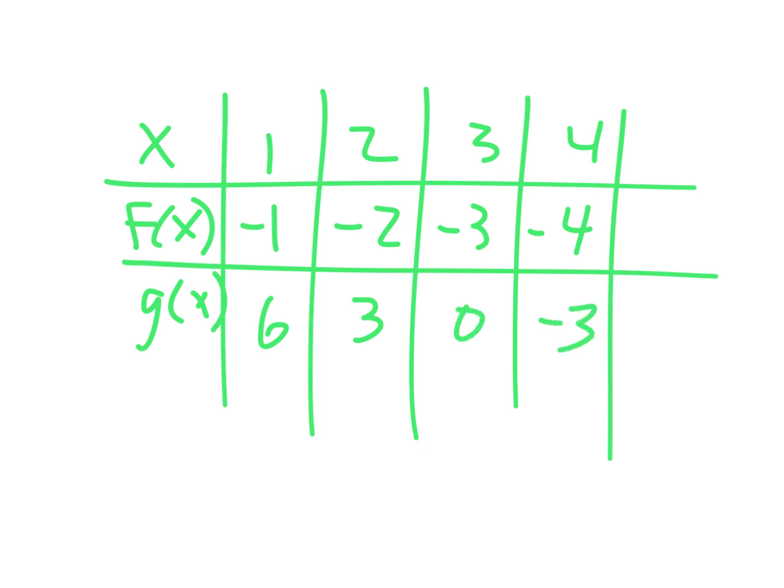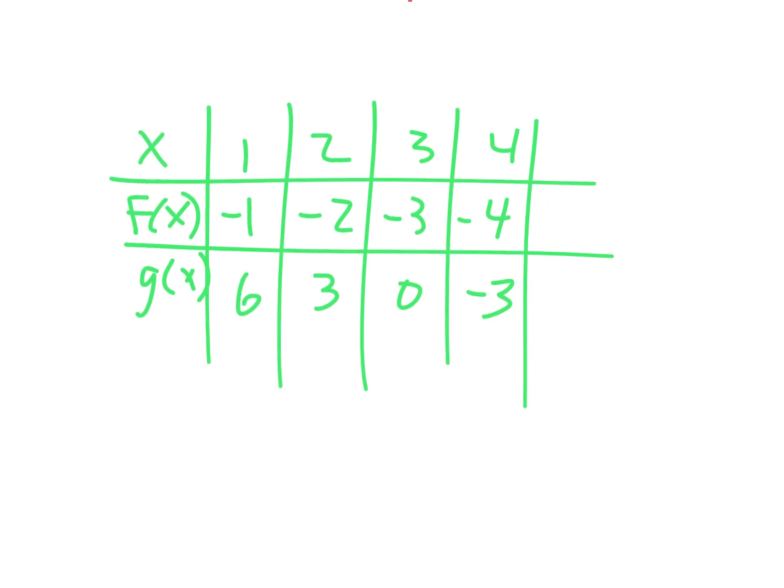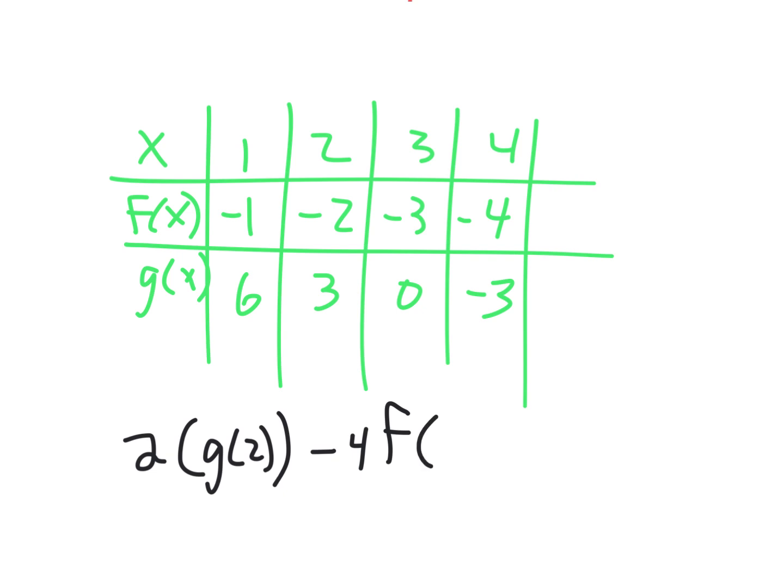All right, would you please tell me what 2g of 2 minus 4 f of 3 would come out to? If that's super confusing, find g of 2. G of 2 is not that hard. Then find f of 3. It's not that hard.